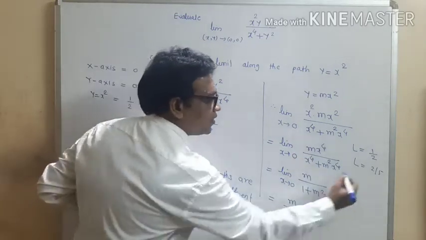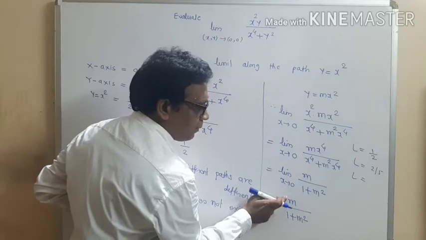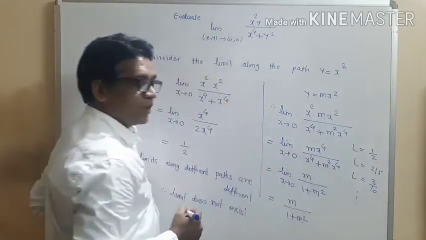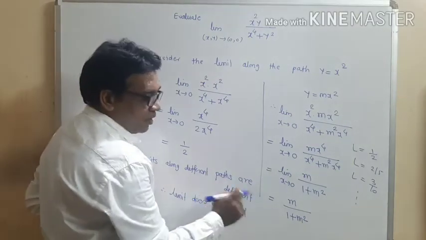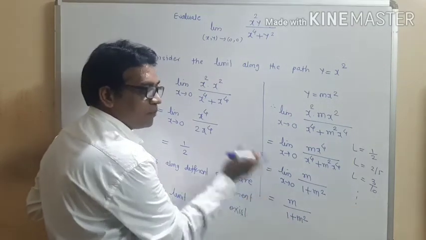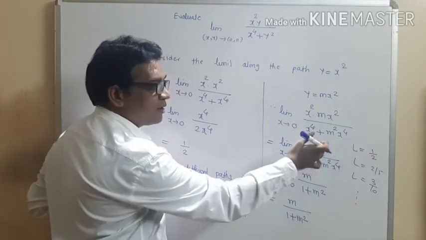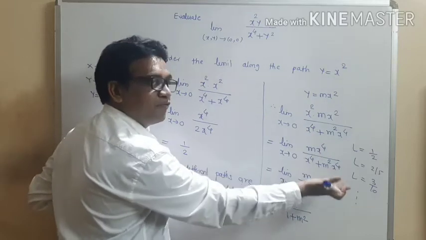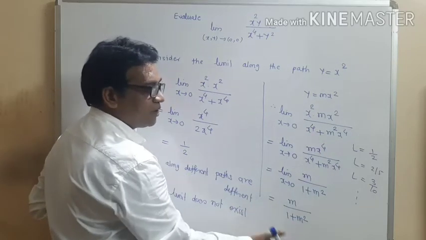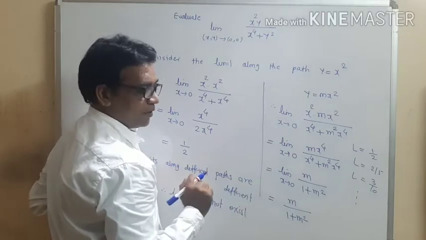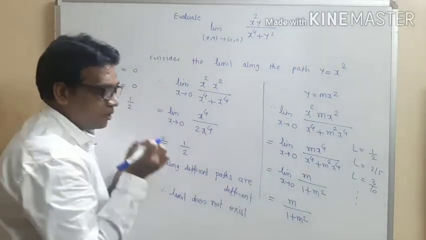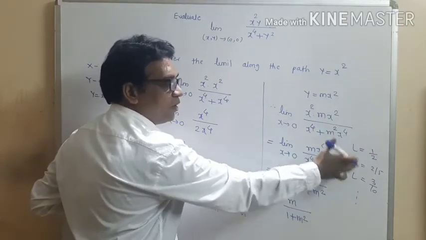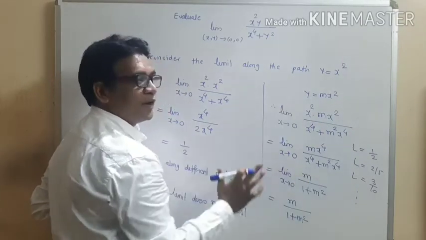If we put m equal to 3, then this limit will be 3 upon 9 plus 1, this is 10, and so on. So see what is our observation for different values of m. If we put m equal to 1, then we get some limit. If we put m equal to 2, then we get some different limit. If we take m equal to 3, then again we get some different limit. So what is our conclusion? For different values of m, we get different limit. So limits are different. This means that limit does not exist.